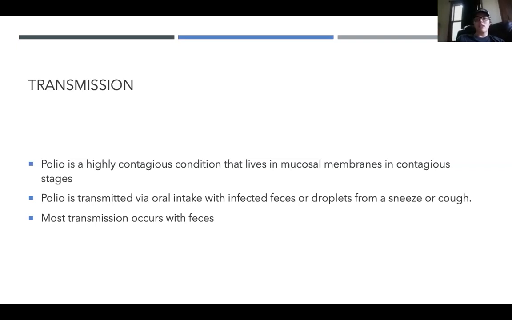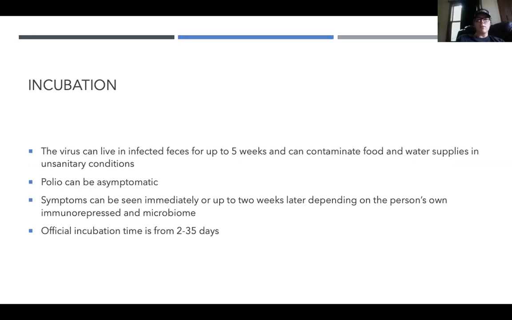That's mainly seen in a lot of countries that have lesser hygienic standards, and like communal baths, things like that. Because the highest known outbreaks in the world are still in India, and it's the only one that's currently having outbreaks. I think there's a couple of cases in like the Congo, but generally it's India right now. So incubation, like I said, it can live in feces for a long time.